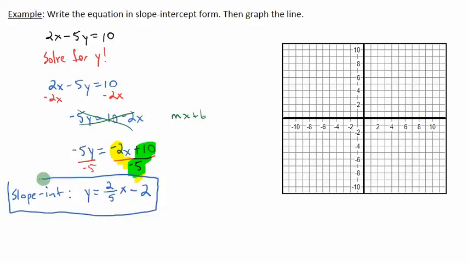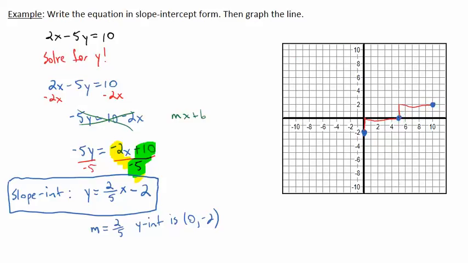Now we can do something with it. This first equation wasn't too useful. I can't look at that equation and know the slope, for example, but I can here. I know that the slope is 2/5 and the y-intercept is the ordered pair (0, -2). So I can plot my y-intercept (0, -2), and I can rise 2 and run 5. So up 2 over 5, up 2 over 5. And so I've got 2 points in that direction.